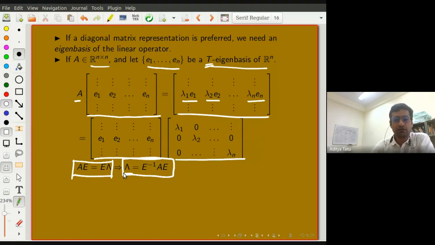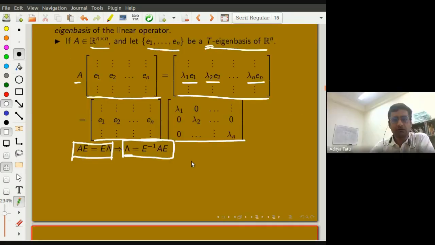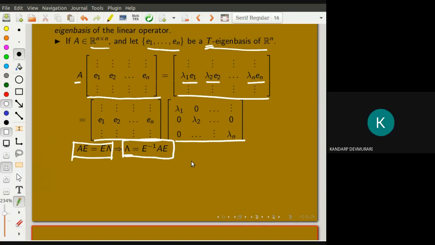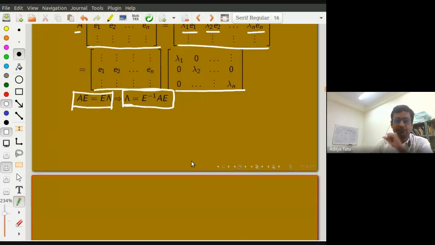So, I don't know, is it clear? Does it make sense? Yes, sir. So now the question is, if I give you any linear operator, is it guaranteed that I will have an eigenbasis? No, right? So that is the difficulty here.